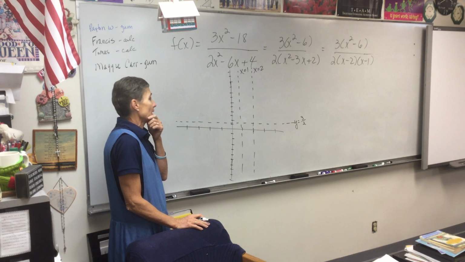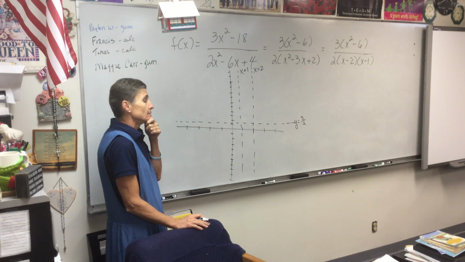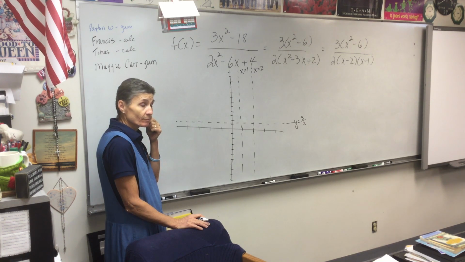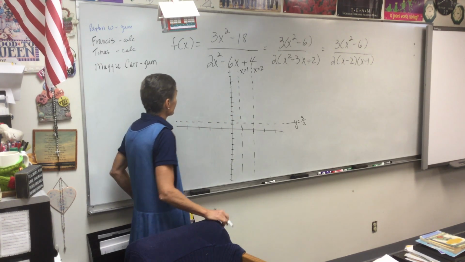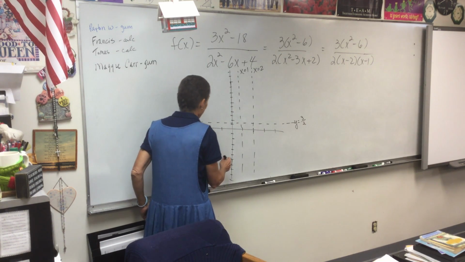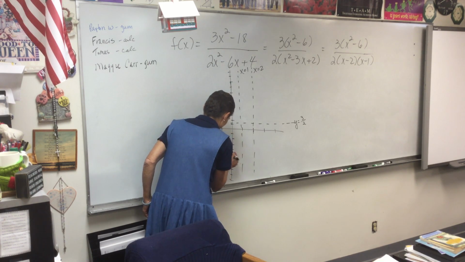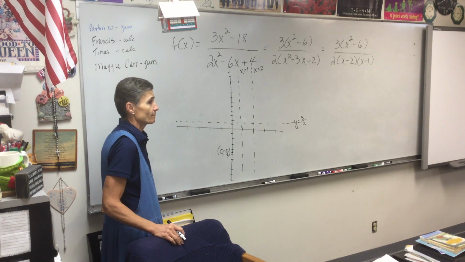How about a Y-intercept? Is there a Y-intercept? Of course there is. And we'll find the Y-intercept by letting X be 0. And when I put 0 in, it looks like I get -9/2. If I put 0 in, 18/4, 9/2.